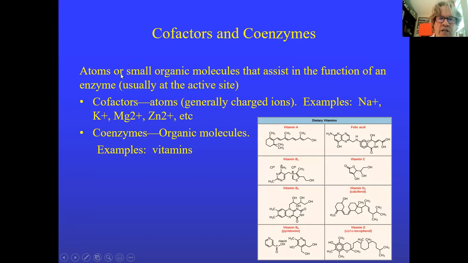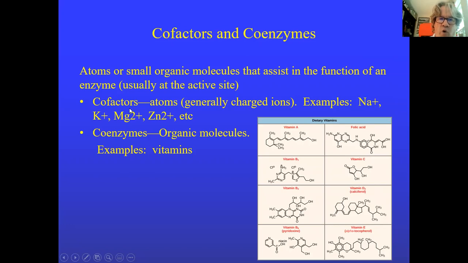If you need an atom to help this process along, these are usually charged ions: sodium, potassium, magnesium, zinc. They interact with an active site and sit there and help form bonds or break bonds, or help bring another molecule in to help form or break bonds, as a result of their presence in the active site. If the enzyme doesn't have the cofactor present, the enzyme doesn't function properly.